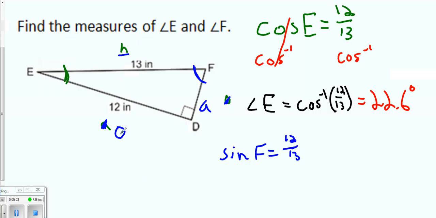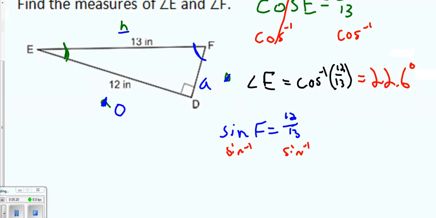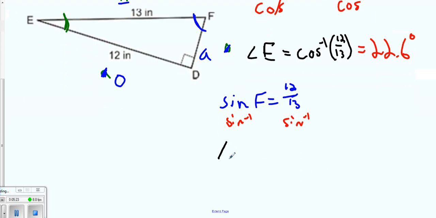We're still using the same fraction, 12 and 13, but it's not a cosine of the angle. This is the sine of angle F. So to get rid of that sine, what do I do to both sides? Sine inverse. Just use that little inverse button again, which means I can now say that angle F, the measure of our angle, is going to be the sine inverse of our fraction 12 over 13.